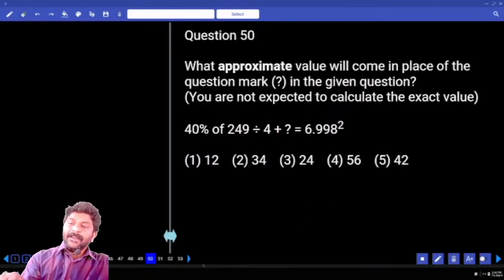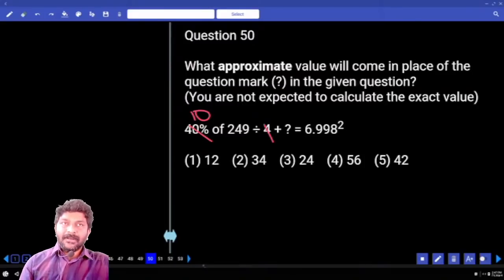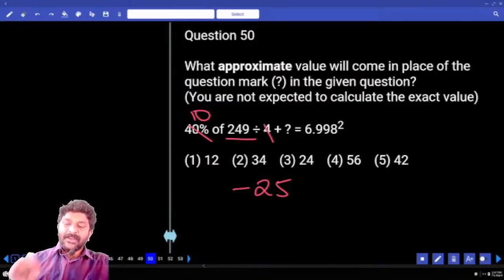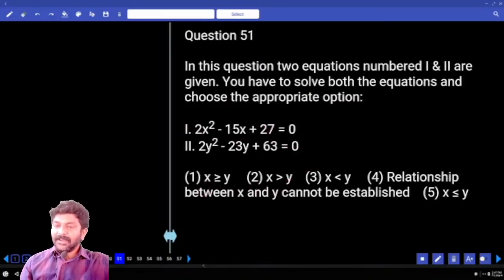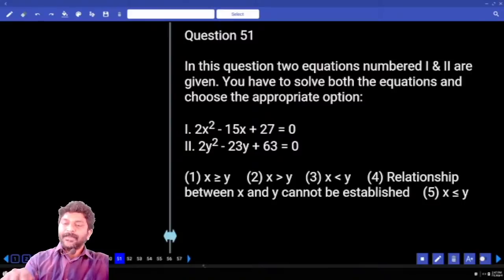Next. Divided by 4. Take 10 times here. Come on. 10% of approximately 250, that is 25. And plus 25 goes to the right hand side, becomes minus 25. Right hand side 7 square, that is 49, minus 25, 24.